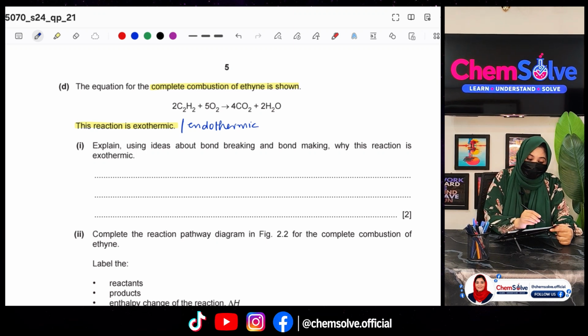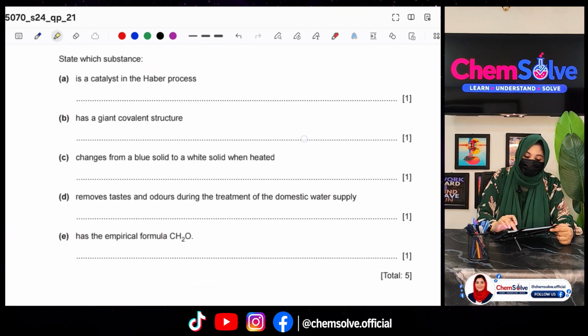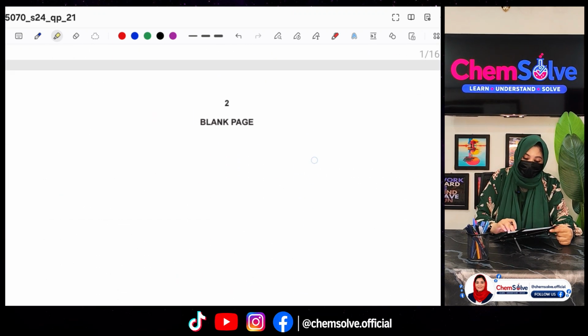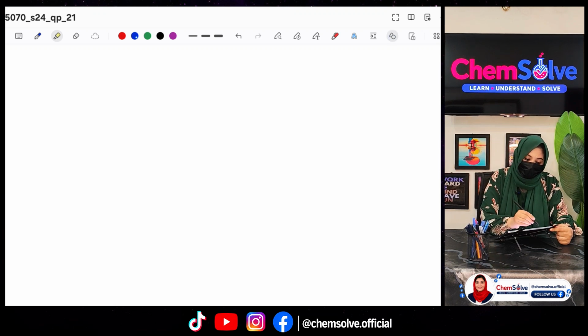But you have to explain using the idea about bond breaking and bond making why this reaction is exothermic. Or otherwise examiner may ask that the following reaction is endothermic, and explain using the idea about bond breaking and bond making why the reaction is endothermic. So he can ask you both ways, either the reaction is exothermic or the reaction is endothermic. So I'm going to tell you the exact 2 points for that.